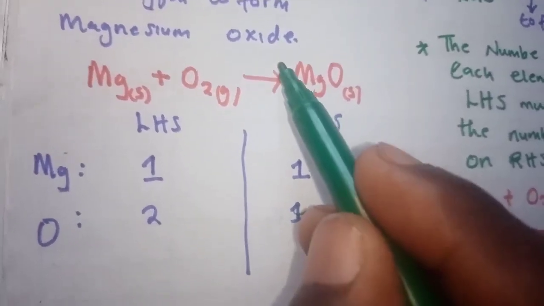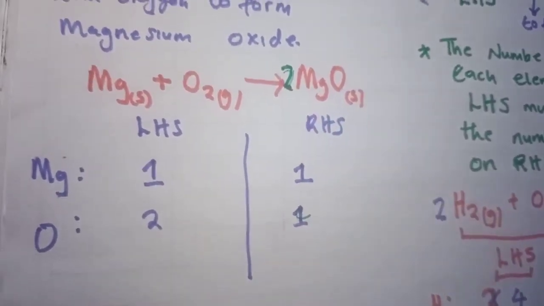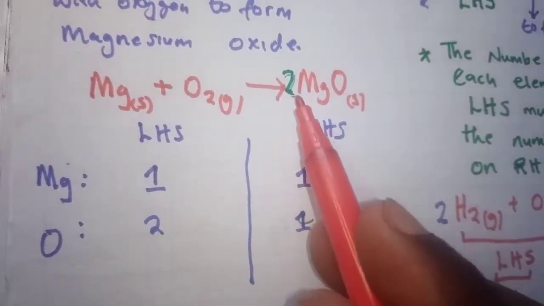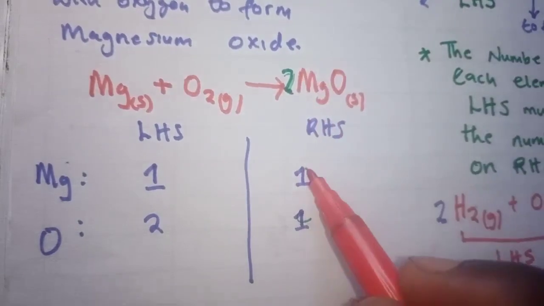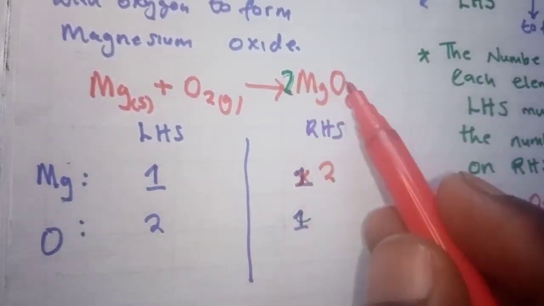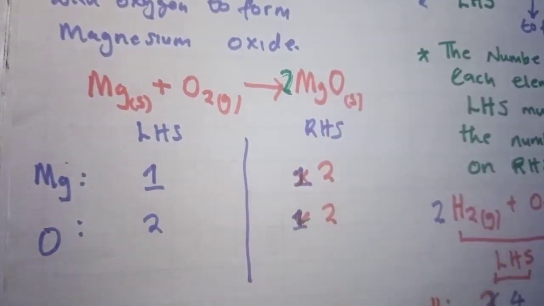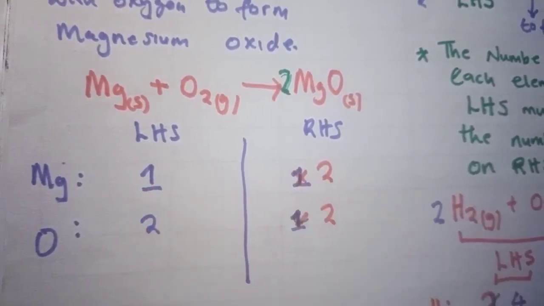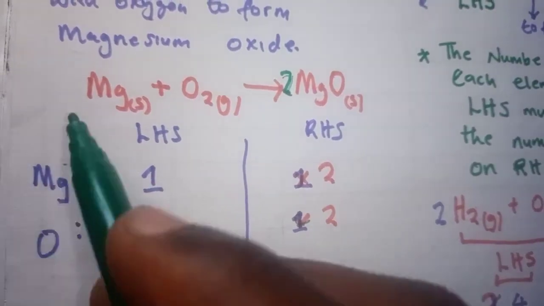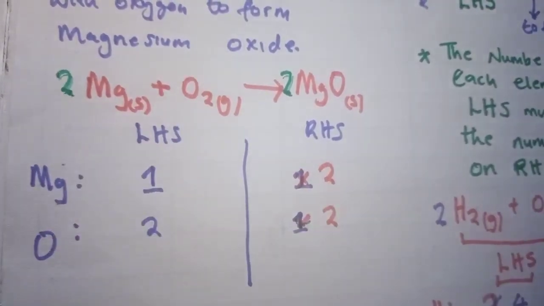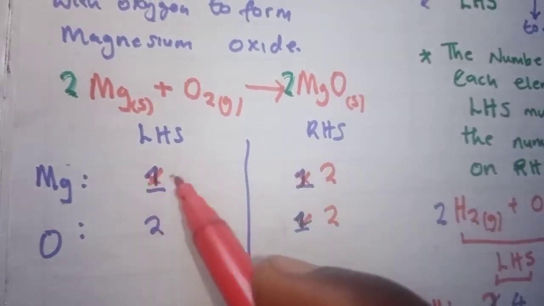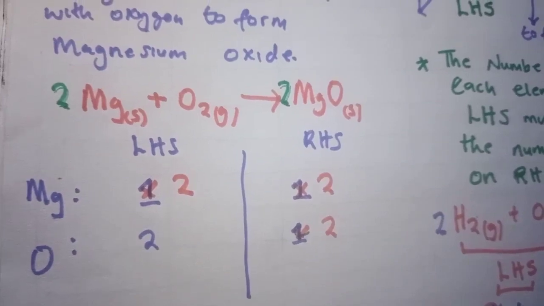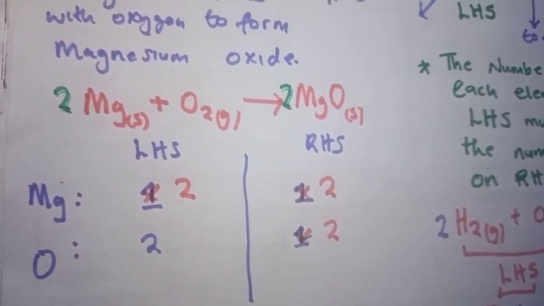So I'll start by putting a 2 here. Let's see how much will change. If I put a 2 here, this means that magnesium now will be 2. Oxygen will also be 2. Now magnesium here is 1, but here it's 2. So I'll put another 2 here so that magnesium also is balanced. So this will change to 2. Oxygen is still 2. So everything is 2, 2, 2. So this equation is now balanced.